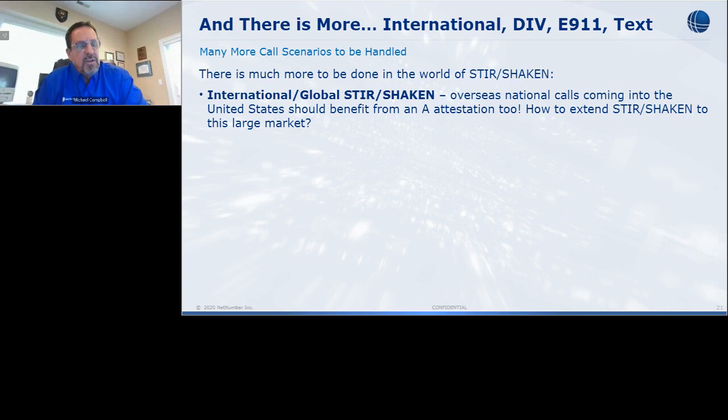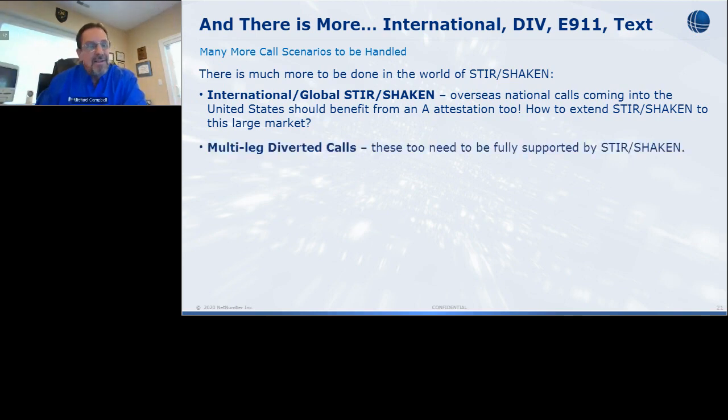It's some additional infrastructure that takes advantage of a variety of other constructs to get you into a position where those calls can be delivered with an A attestation. So that's going to be a big and evolving area. But there's some basic things like multi-leg or diverted calls that are not yet covered. Some standards have been put in place, but not mandated by the FCC yet.